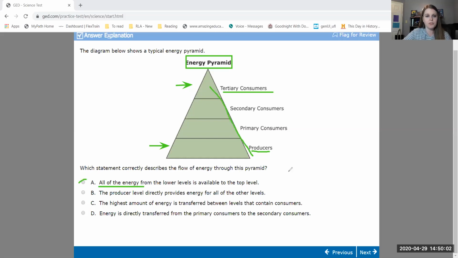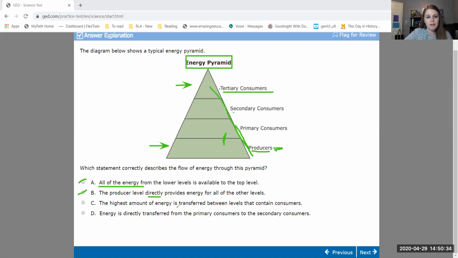Letter B, the producer level directly provides energy to all of the other levels. Okay, well, here's our producer level. And it does directly lead into the primary consumers. But does it directly go into secondary and tertiary? I don't see that being direct. The only one it's touching right here is primary. I don't think it's touching all of them and leading directly to all of them. So I don't think it's letter B.